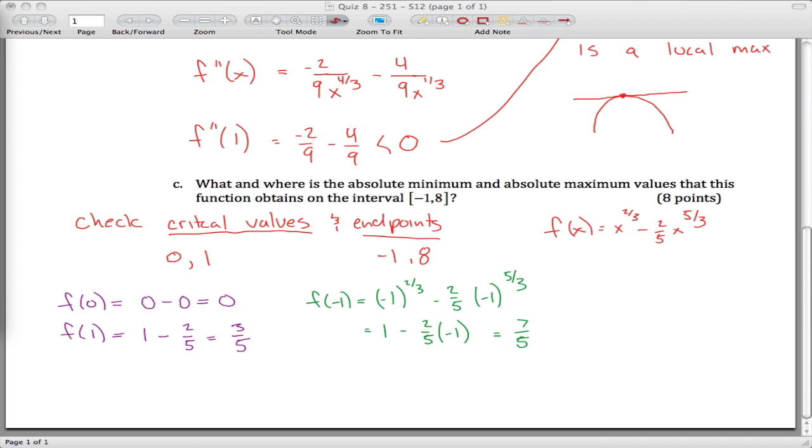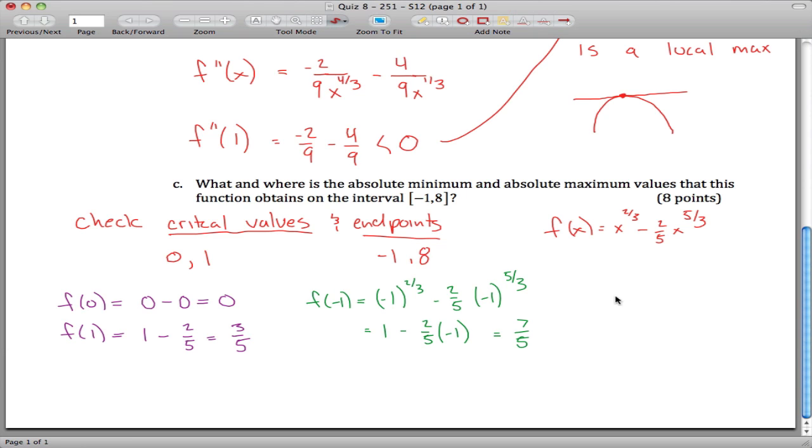And then one more to do. We need to figure out what f of 8 is. 8 to the 2/3 minus 2/5 times 8 to the 5/3. The cubed root of 8 is 2. So this is 2 squared minus 2/5 times 2 to the 5th. By taking the cubed root of 8, we've taken care of these 3's here. 2 squared is 4. 4 minus 2/5 times 2 to the 5th, which is 32.